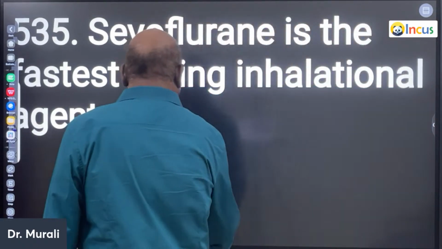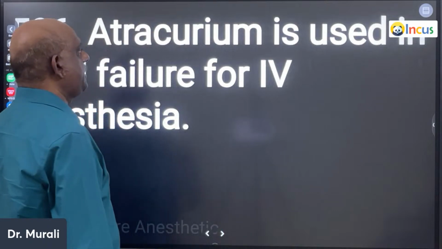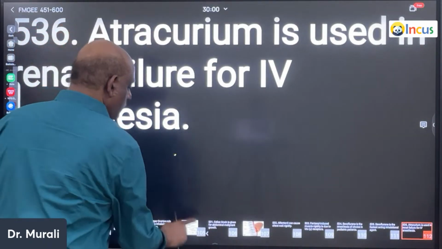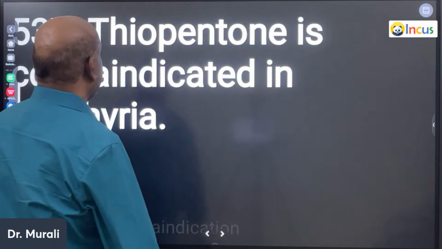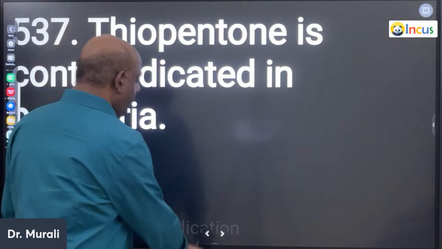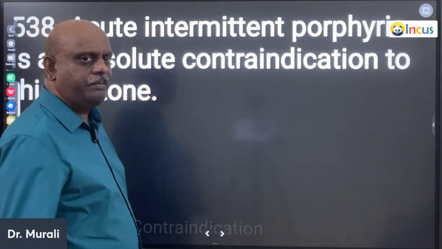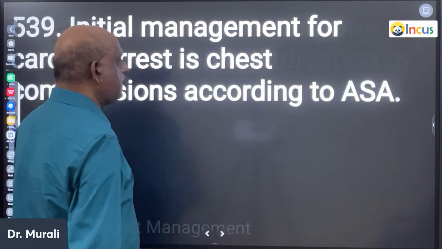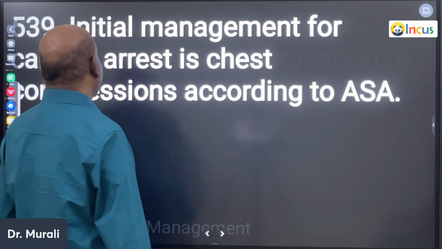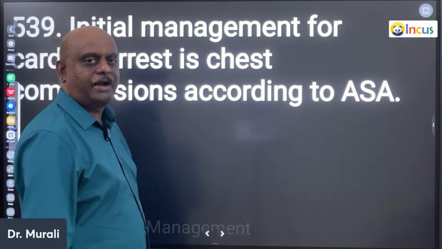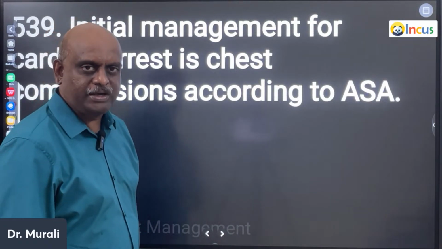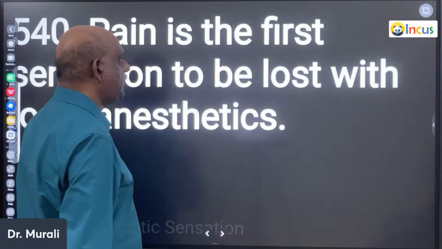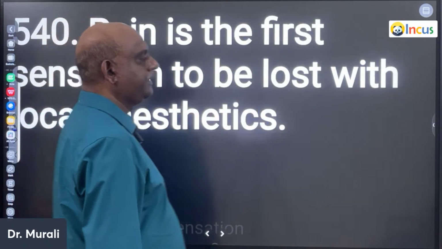Sevoflurane is also fastest acting. Atracurium is used in case of renal failure. Thiopentone is contraindicated in porphyria. Acute intermittent porphyria is a contraindication for using thiopentone. Initial management of the cardiac arrest is best done by the principles laid by the American Society of Anesthesiologists.